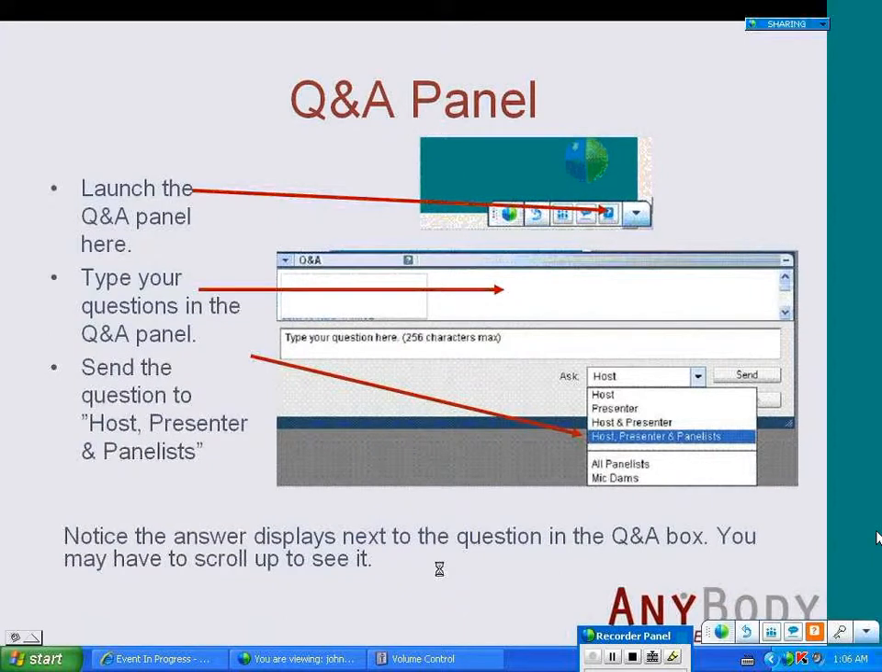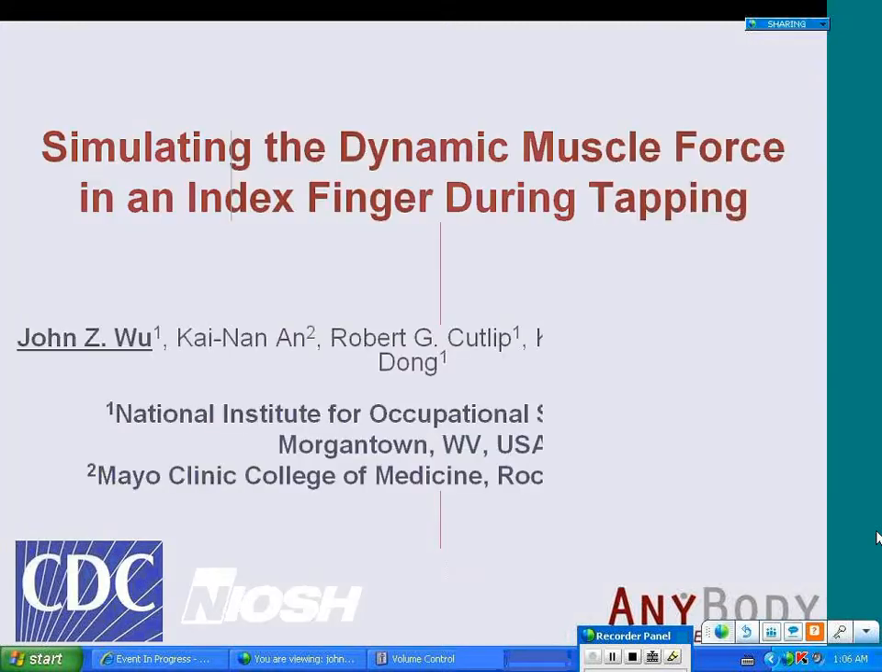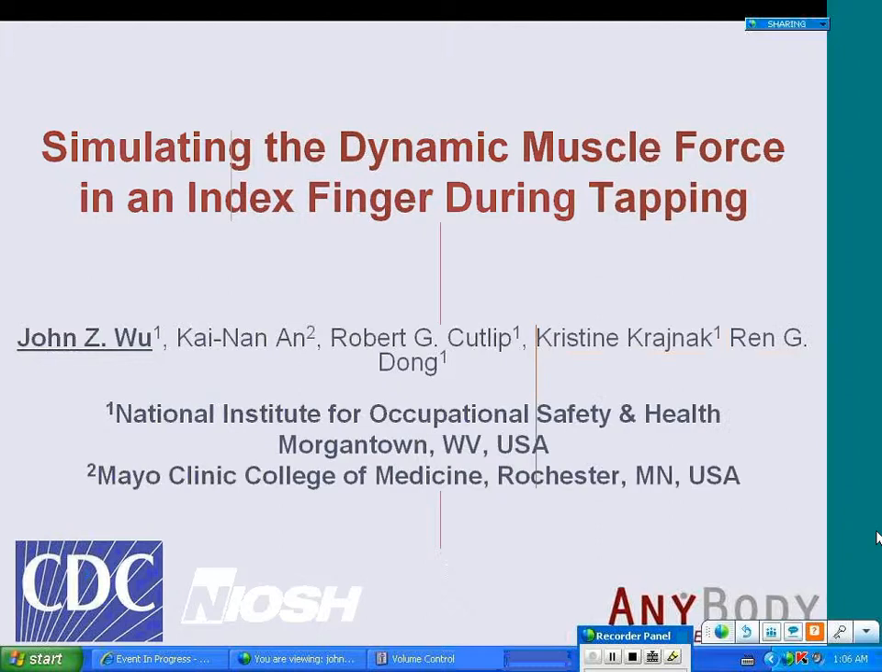Let's begin the presentation. Again, the title of my presentation is Simulating the Dynamic Muscle Force in an Index Finger During Typing. First, I want to thank my co-authors, Dr. An, Dr. Cutlip, Dr. Kleiniak, and Dr. Thom. Dr. An works at Mayo Clinic. All the other guys are my colleagues at the National Institute for Occupational Safety and Health, now in Morgantown, West Virginia.